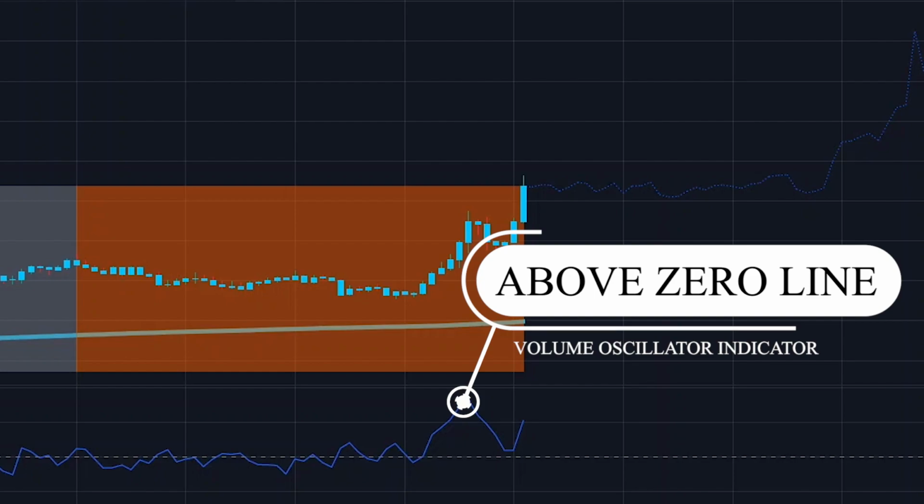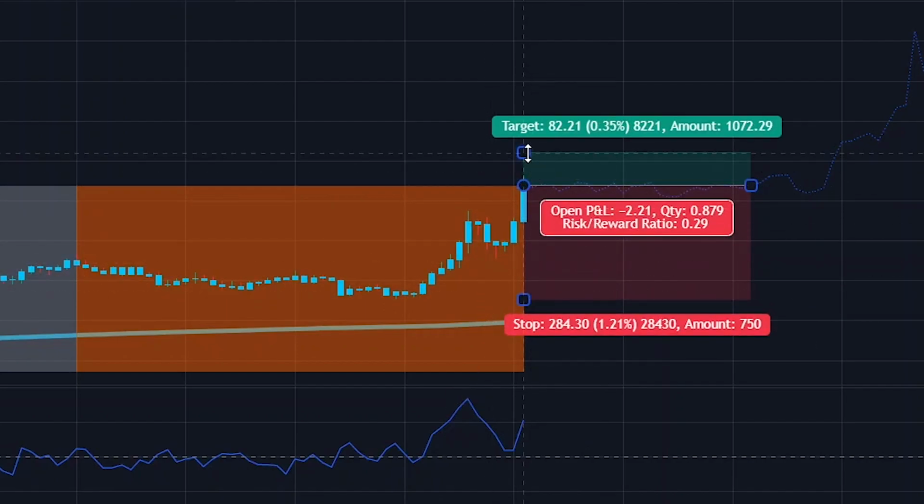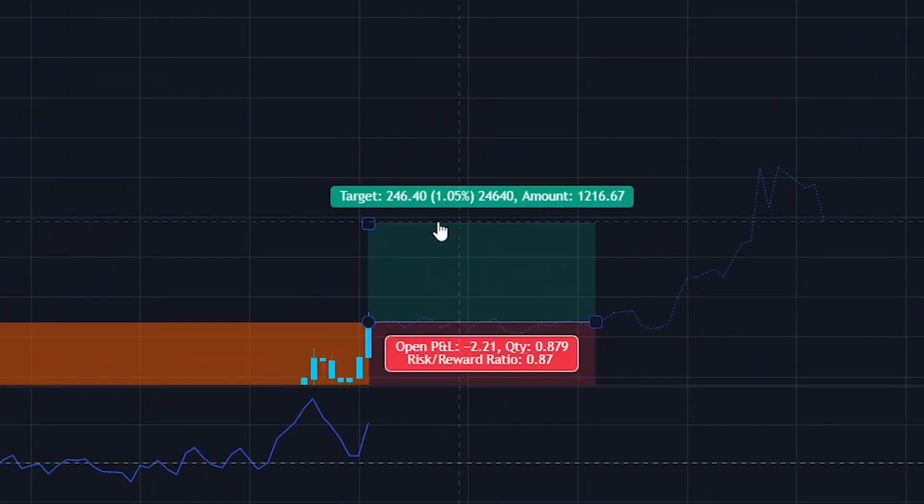Now with all 3 conditions met, we can confidently enter a long trade. As always, we will set our stop loss to recent swing low, and our take profit to 1.5 risk to reward ratio.